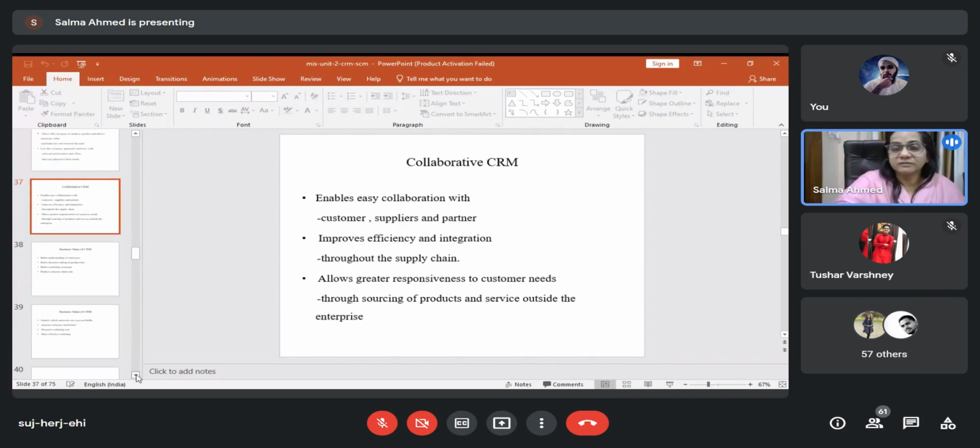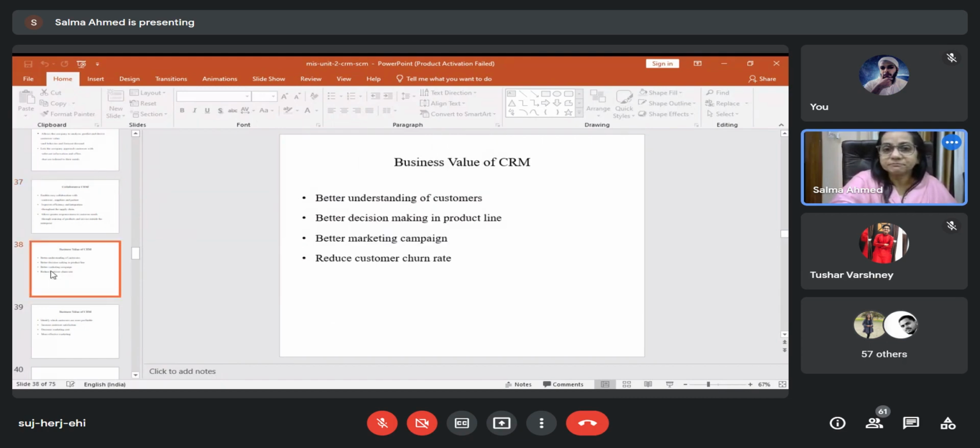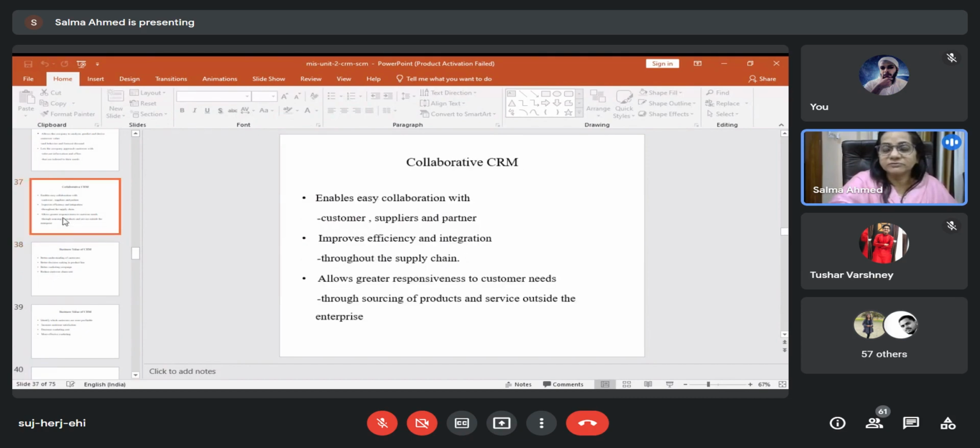And last is collaborative CRM: operational, analytical, and collaborative. Collaborative enables easy collaboration with the customer, supplier, and partner. It improves efficiency and integration throughout the supply chain. It allows greater responsiveness to customer needs through sourcing of products and services outside the enterprise. So this is collaborative. So there are three kinds of CRM.